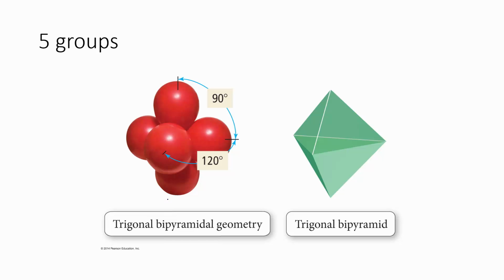Well, 5 groups, when they try and get as far away from each other as possible, form this triangle in the center, and something to the top and something to the bottom of it. So there's various molecules that adopt this shape, but the designation that they get in ABN nomenclature is AB5.